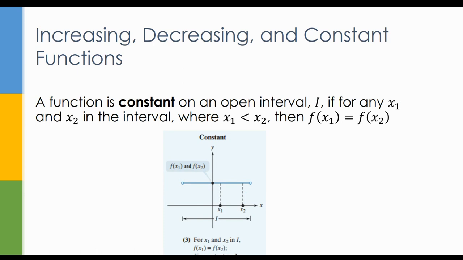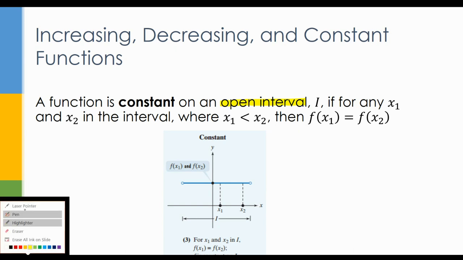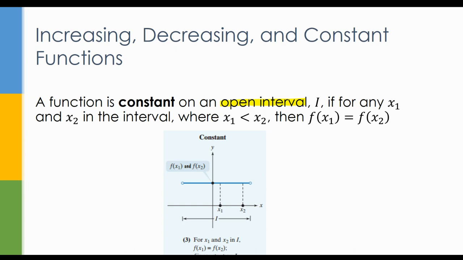Then we have a function being constant on an open interval I if for any x1 and x2 in an interval where x1 is less than x2, then f of x1 equals f of x2. So once again, everything here is on an open interval. So we are always going to be dealing with parentheses when we are naming something that is increasing, decreasing, or constant. So notice that the picture shows to be constant means that you will always have a horizontal line. Okay, nothing is going up, nothing is going down. It is always staying the same.